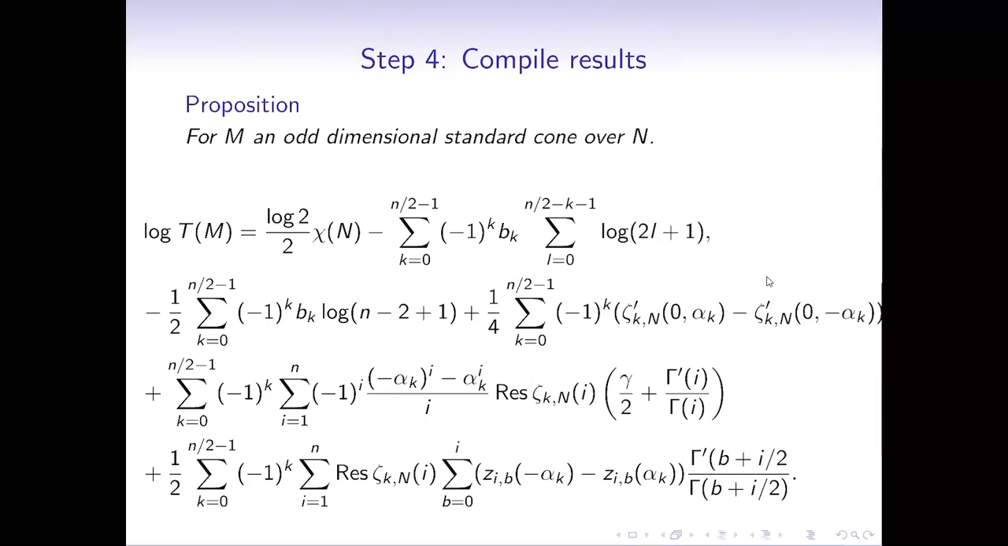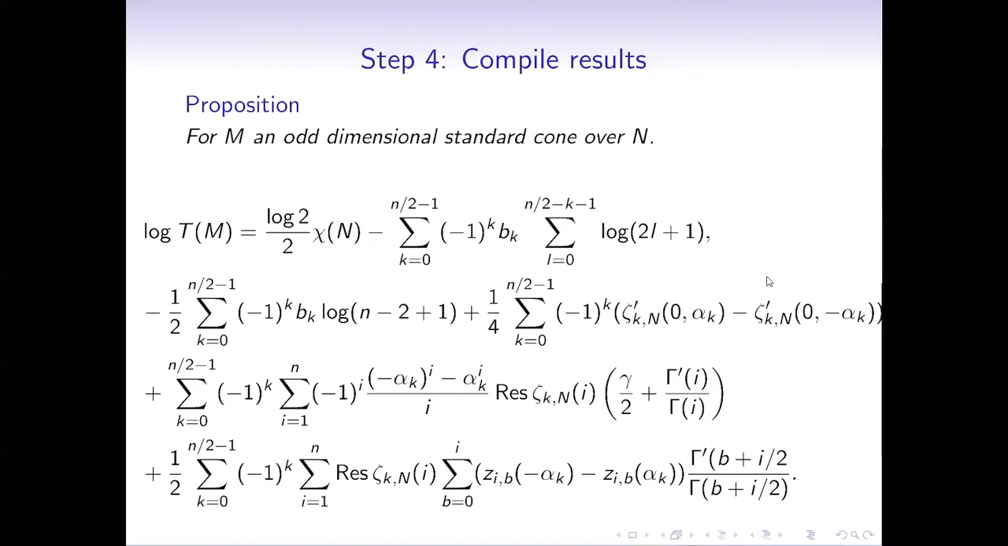So then if you include all the work you do for subcomplex type 1, you're ready for your final result. This is the formula for an odd dimensional cone, so your base manifold is even dimensional. And there's a couple of terms I want to point out. This one, for example, is the Euler characteristic of your base manifold, which comes in because we had this alternating sum of Betti numbers.